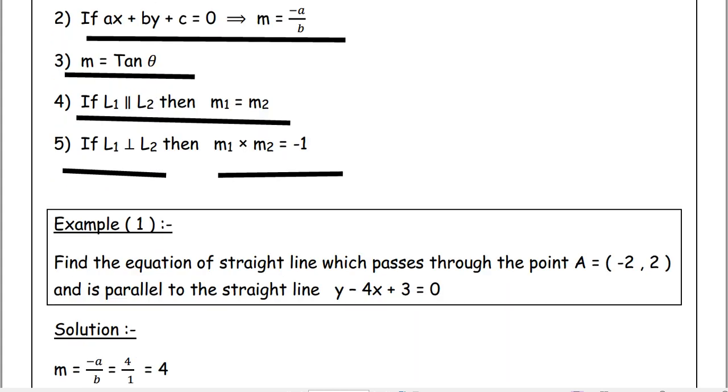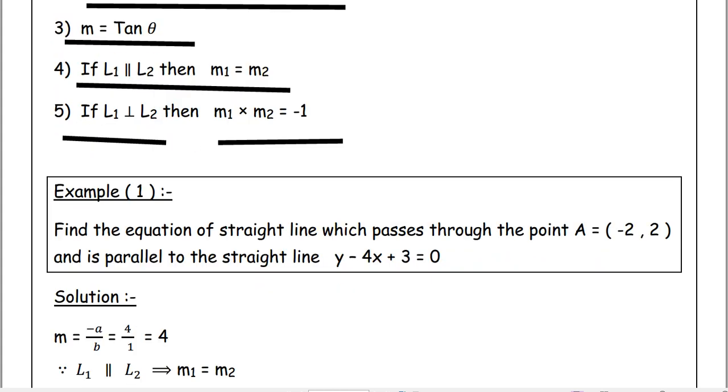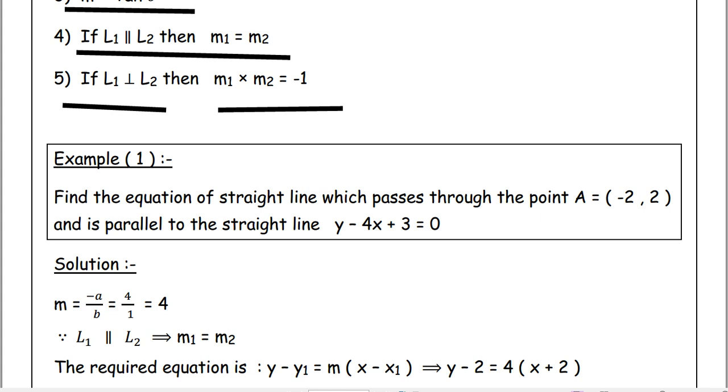Solution. First, let's get the slope. How can we get the slope? The slope is negative a over b. What is a and what is b? a is the coefficient of x, and b is the coefficient of y. So it is negative, the coefficient of x, which is negative 4, so negative negative 4 is 4, over 1, the coefficient of y.